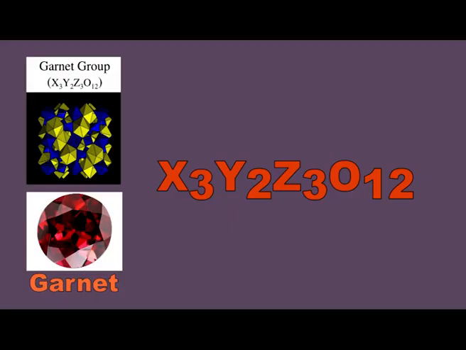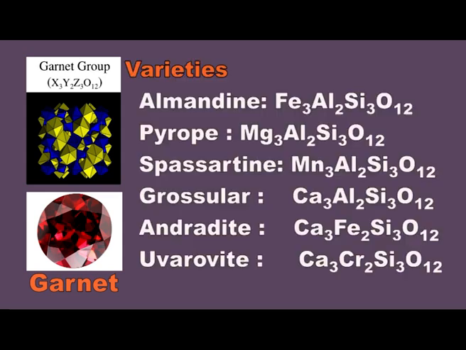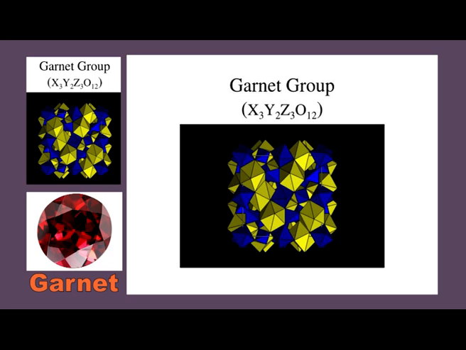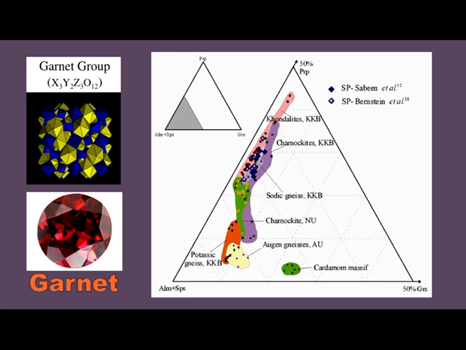The general formula is X3Y2Z3O12. Varieties: almandine, Fe3Al2Si3O12; pyrope, Mg3Al2Si3O12; spessartine, Mn3Al2Si3O12; grossular, Ca3Al2Si3O12; andradite, Ca3Fe2Si3O12. Uvarovite is Ca3Cr2Si3O12. Composition: the composition of naturally occurring garnet approaches the formula given above due to extensive atomic substitution. The specific name applied is that of the component present in the largest amount.